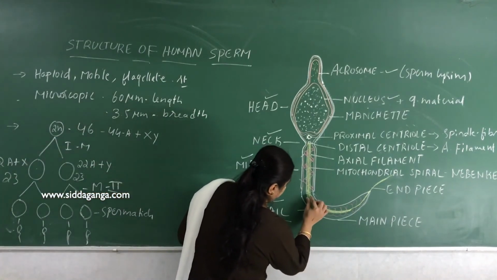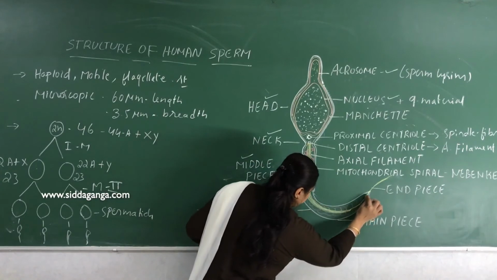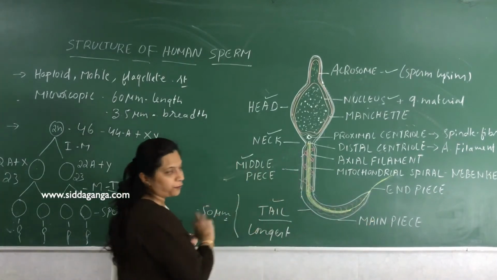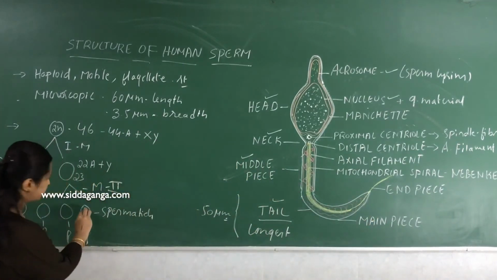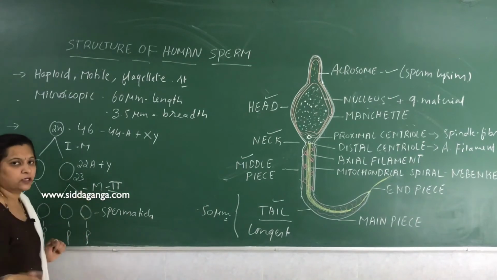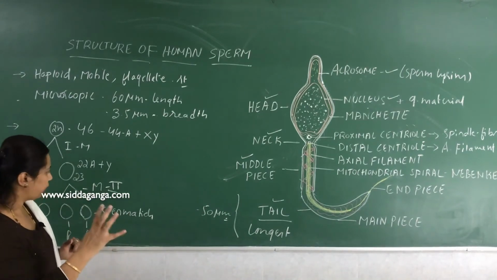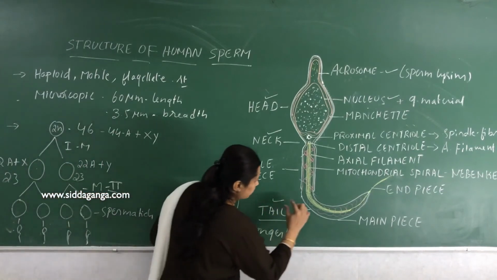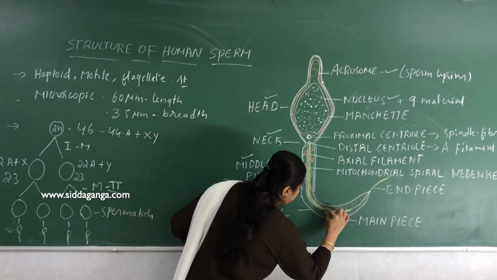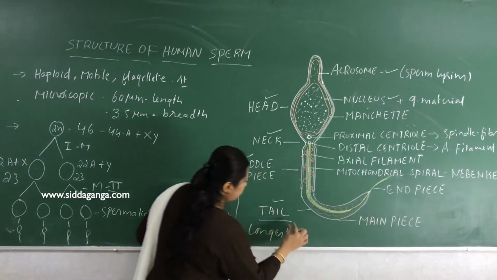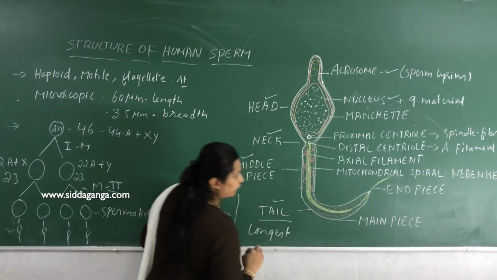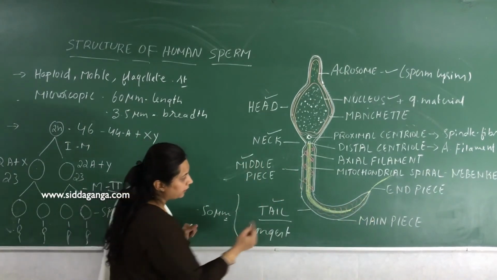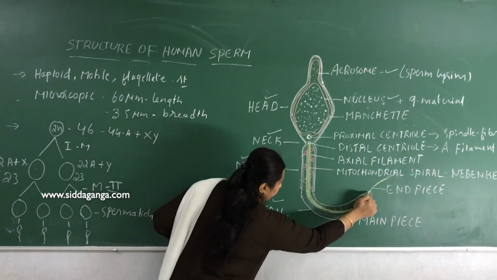See, the tail has in the center the axial filament and the cytoplasm. So the cytoplasm which is present in the spermatid, much of it will get lost. Only a little amount of cytoplasm is left. So that cytoplasm gets arranged as a thin layer around the axial filament in the tail region. And again it is covered by a plasma membrane.